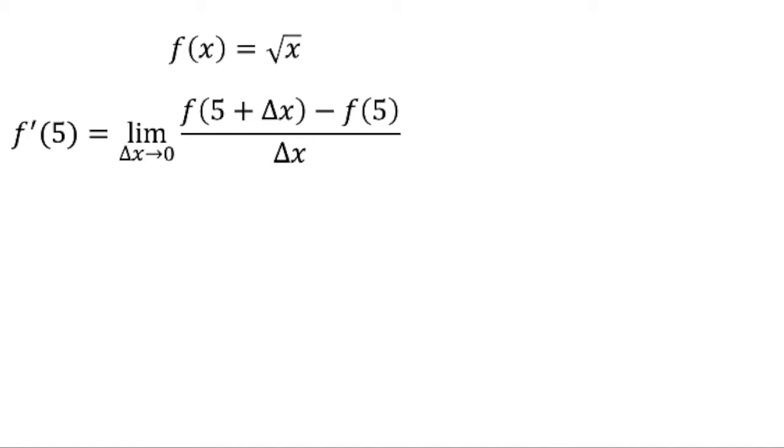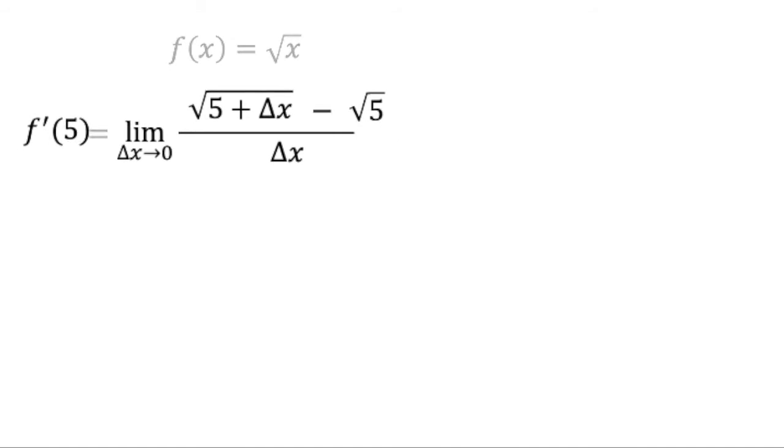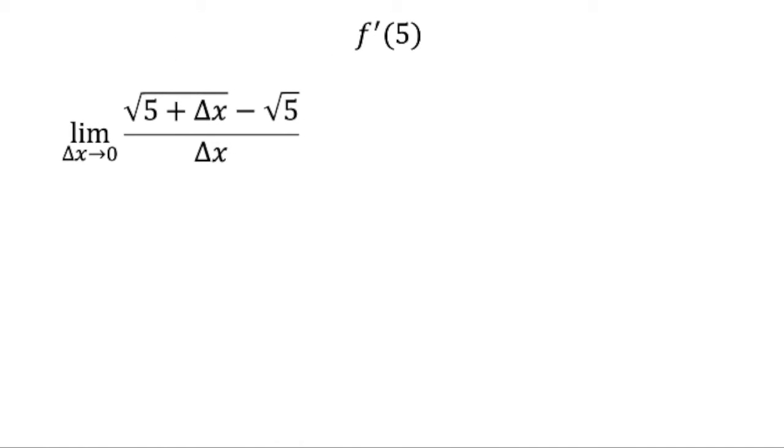Since we know a formula for function f, we can replace f of 5 plus delta x with the square root of 5 plus delta x, and f of 5 with the square root of 5. Now, let's try to evaluate this limit to determine a numerical value for the instantaneous rate of change.